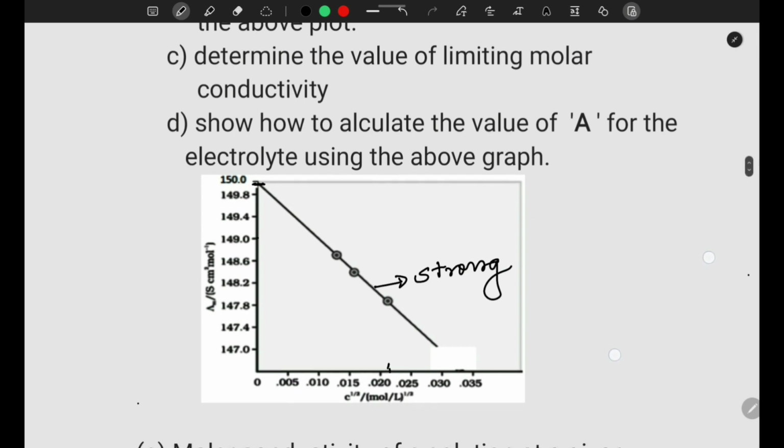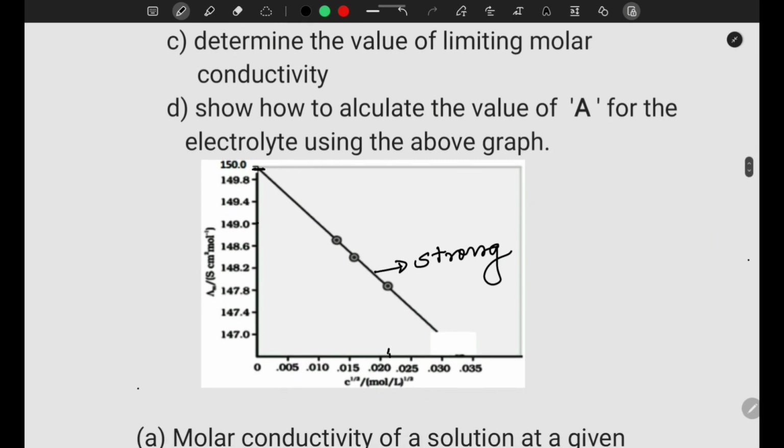Determine the value of limiting molar conductivity. So the graph is touching the y-axis and you will get the intercept lambda m0. So lambda m0 at zero concentration is known as limiting molar conductivity. Molar conductivity at zero concentration is known as limiting molar conductivity.